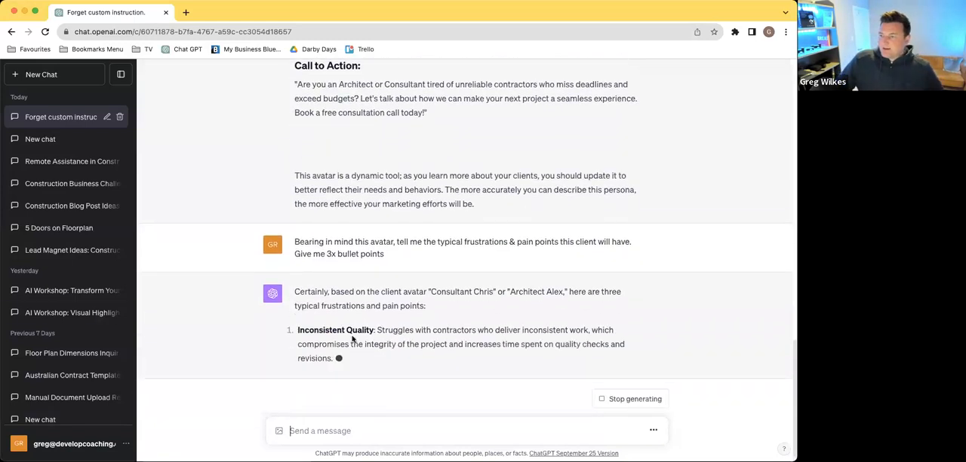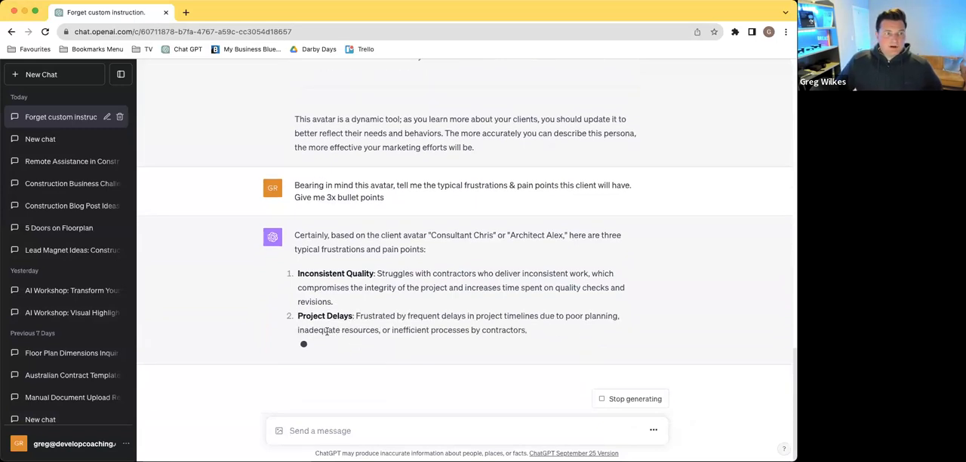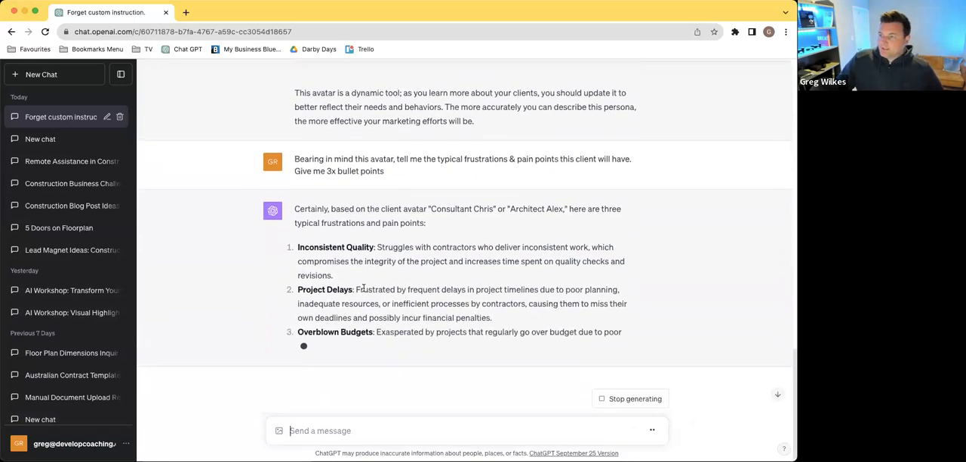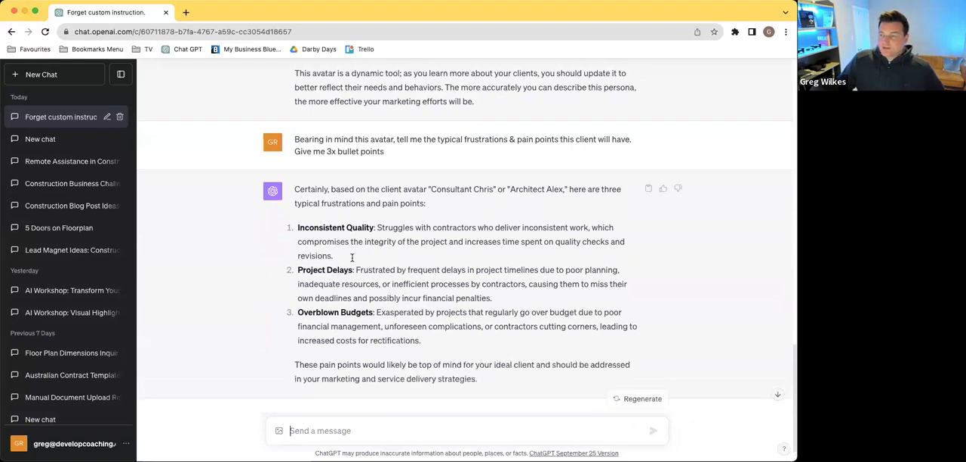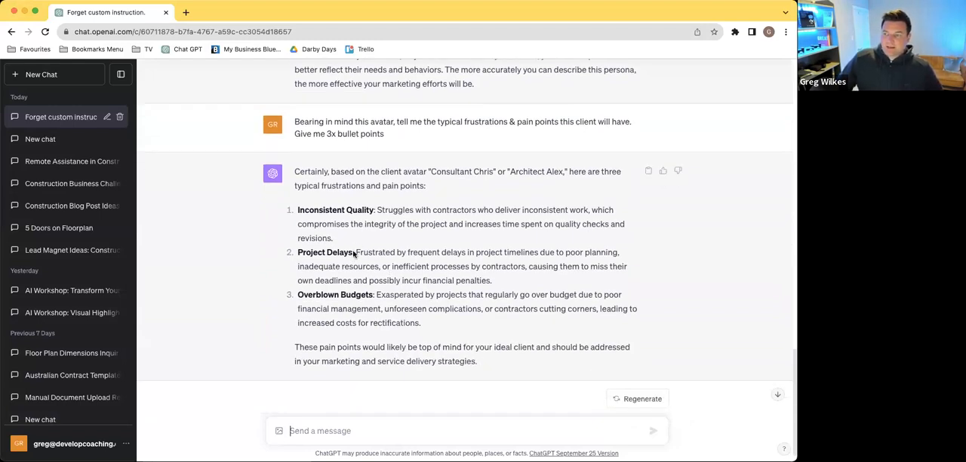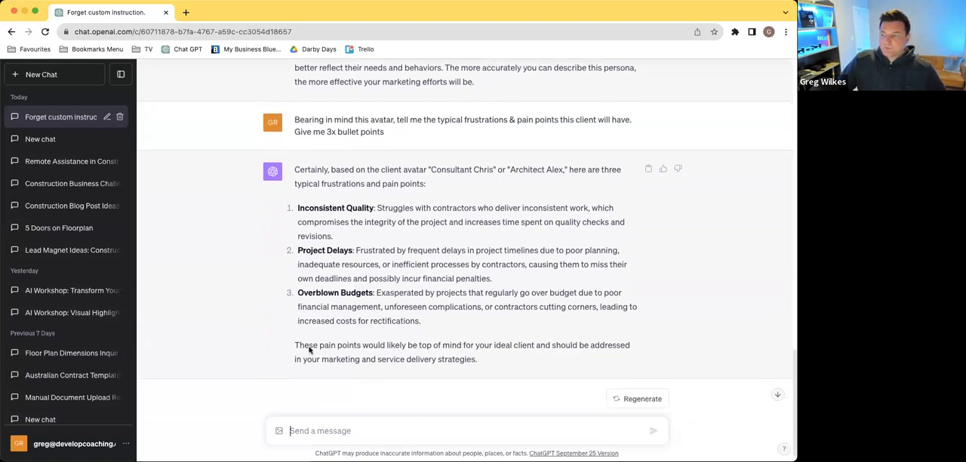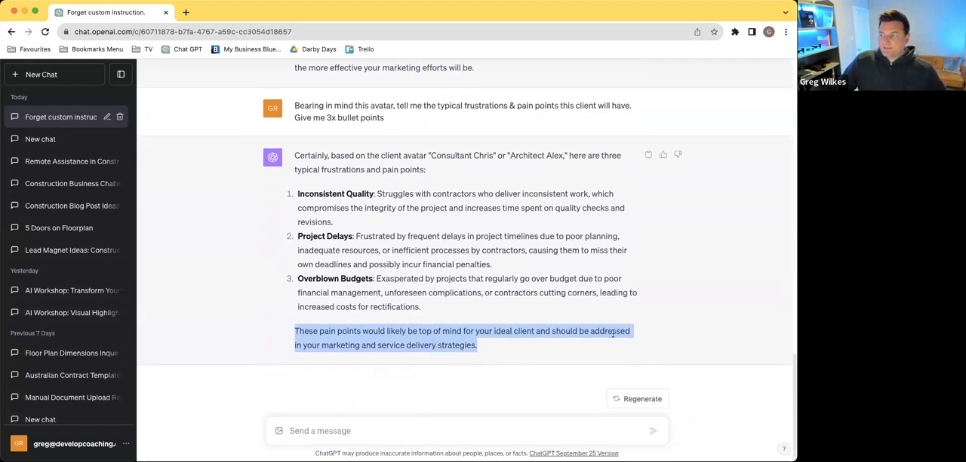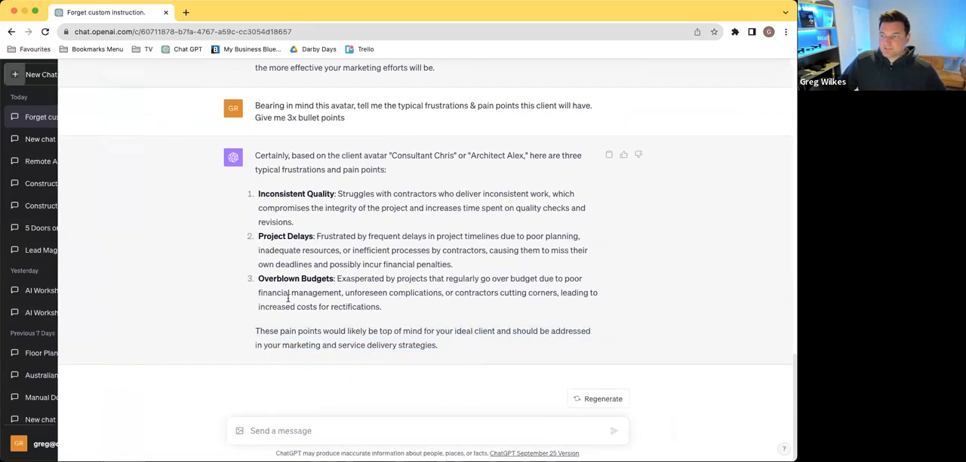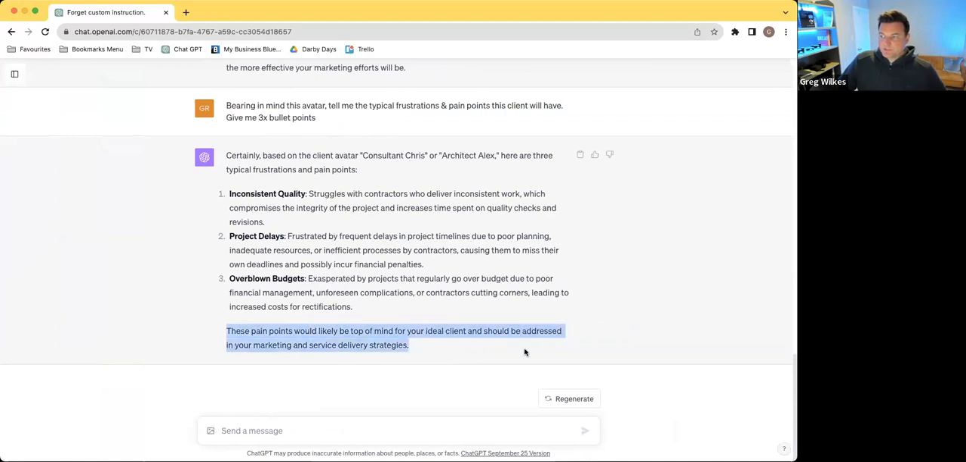All right, so now it's going to pump out what a typical architect that George is going to be going for. So what they're worried about, they're frustrated about inconsistent quality, they're frustrated about project delays, and they're frustrated about overblown budgets. All right, so this is typical of an avatar for George. They would all be worried about these. So this is really important. It says these pain points would likely be top of mind for your ideal client and should be addressed in your marketing and service delivery strategies. Okay, so this is what we want to focus on, and we want to use this in our marketing.